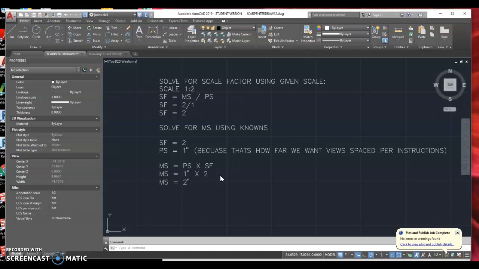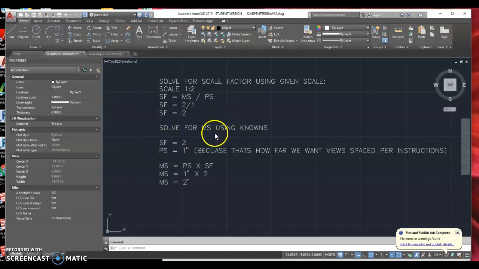If you use your scaling equation, you can solve for the scaling factor using the known scale, and that's what I've done here. I just took the model space distance, which is the second number, and the Paperspace distance, which is the first number, and I divided the model space by the Paperspace to get a value of 2 for my scale factor.